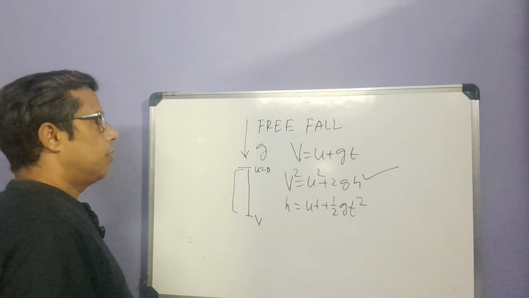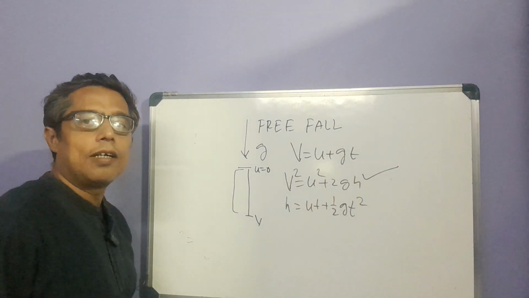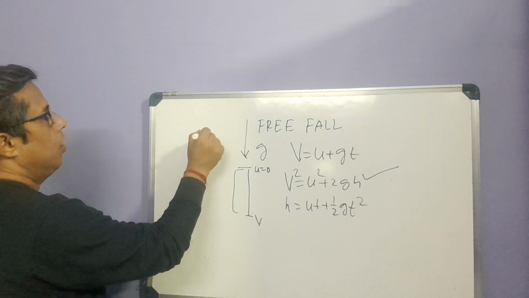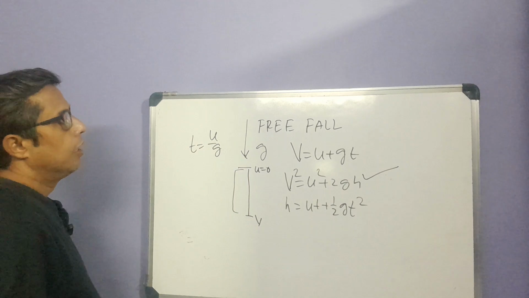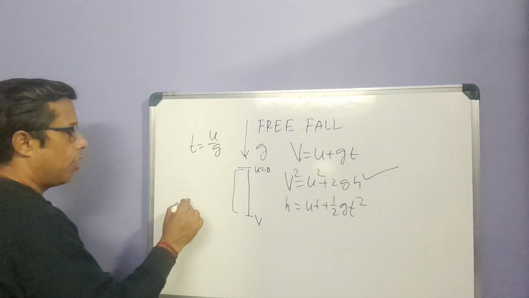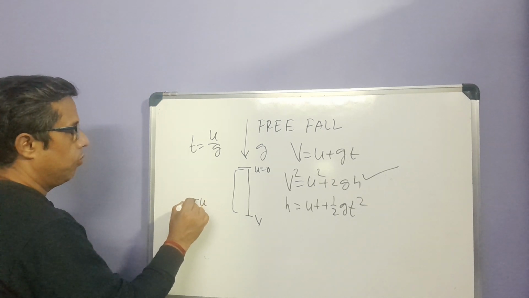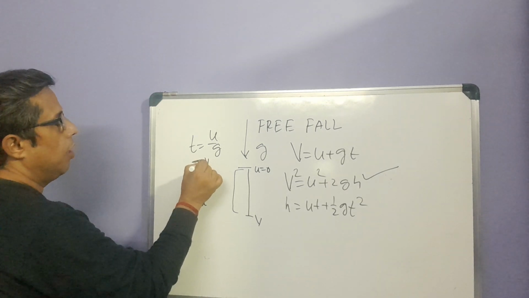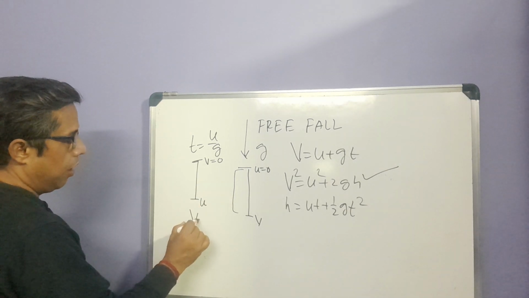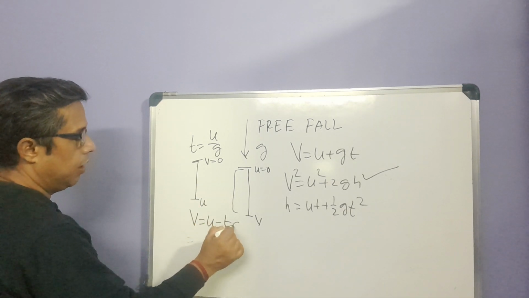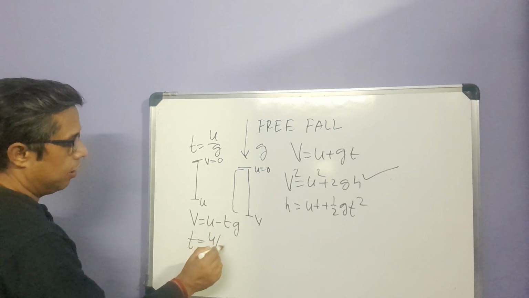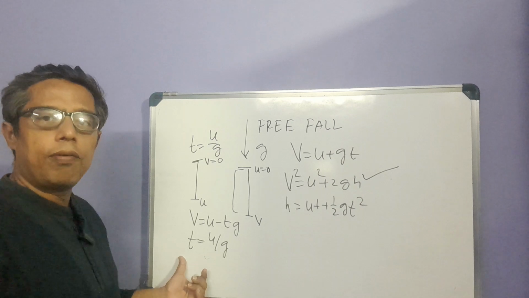Now time of flight. There is one more thing, time of flight. That is T is equal to u by g, in both upward and downward motion. For upward motion, let's say, initial velocity u, final velocity v is equal to 0. So the equation will be v is equal to u minus gt. So t will be u by g, the time of flight.